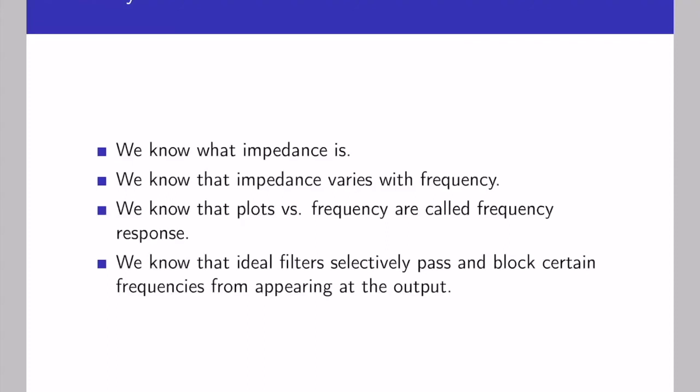In summary, we now have defined impedance. We know that impedance can vary with frequency, and we know that we can plot various circuit values, say V(t) or I(t), against frequency, and we call these plots the frequency response. We have also introduced the idea of ideal filters, which can selectively pass and block certain frequencies from appearing at the output.